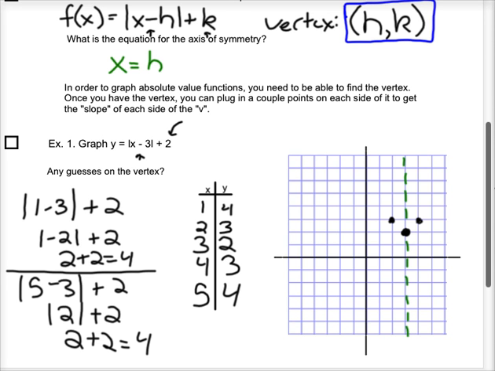So I can plot those points, 1, 4, and 5, 4. And notice, the points are still mirroring each other across that line of symmetry, and we're getting that V shape just like we were expecting. So I have enough points that I feel confident that that is my graph. Those are the 2 lines that I get. So this is a process we're going to follow whenever we're graphing these. Find the vertex, then start finding points around the vertex.